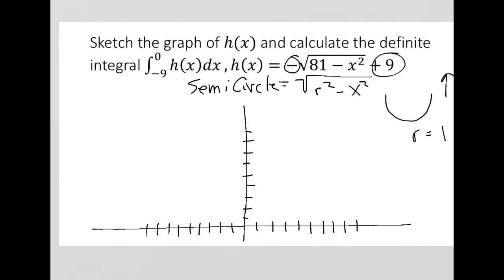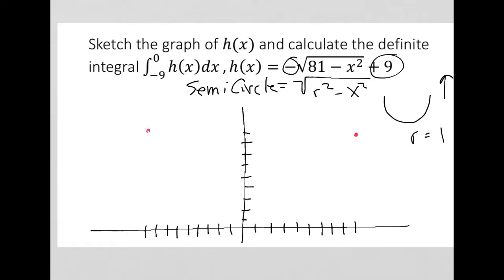I know it would be having its two endpoints on the x-axis, but we're shifting everything up 9. And so those points are all the way up there. And I know that that point is now right at the origin. So this is going to curve down like that. And that's as good as it's going to get. I'm not going to be able to draw a better semicircle.